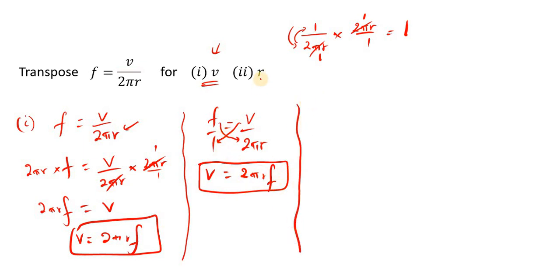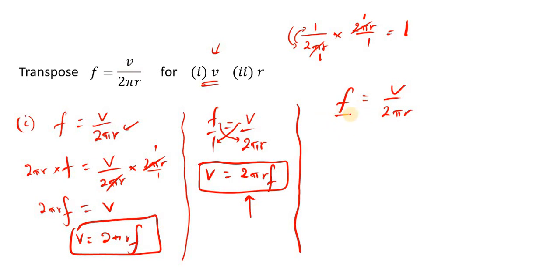Okay, so now we're trying to make r the subject. So let's rewrite the formula again. F equals v over 2 pi r. Now, of course, this was an exam question, and we already made v the subject. It's easier to just simply use this, and then we could actually find r quickly. But let's start from the beginning again.